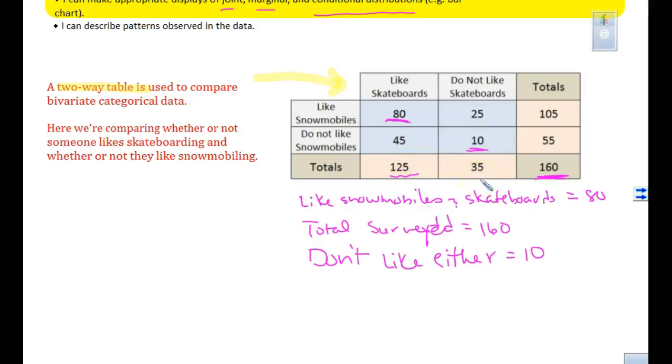and that gives me 35, right? If I know that this is 35 and I know 10, I know 35 minus 10 gives me the 25. If I know this is 125 that I have for my total, and I know this is 80, I can take 125 minus 80 and I get the 45. So once I have 4 pieces of information in a table, I usually can find all the rest of them by doing some addition or subtraction. Okay?